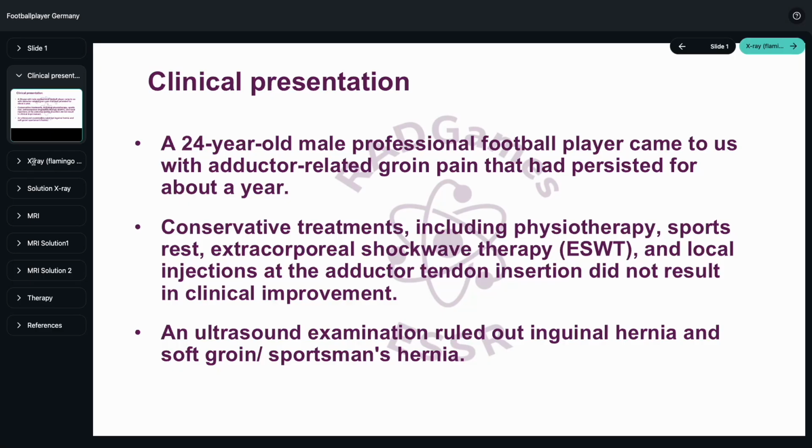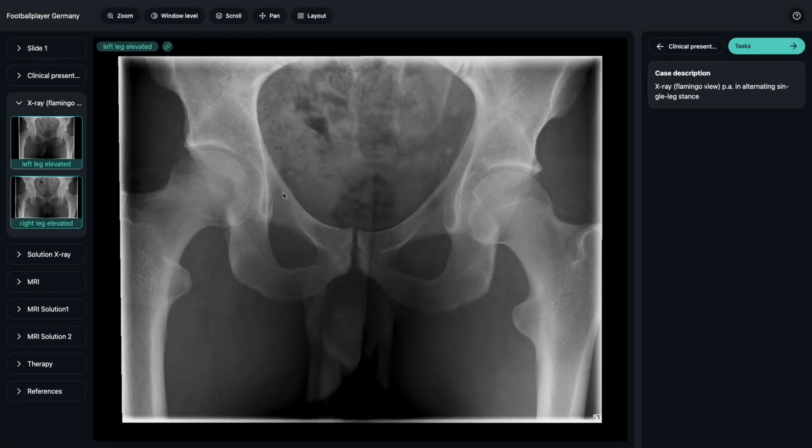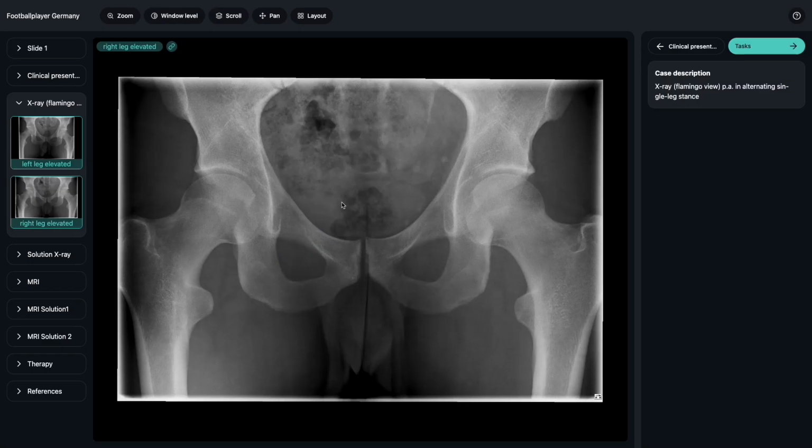As the first imaging modality, we performed a flamingo view X-ray, which is an AP pelvic radiograph in alternating single-leg stance. This is a standard examination in our department for suspected osteitis pubis, as it helps to functionally assess and classify vertical instability of the symphysis pubis.